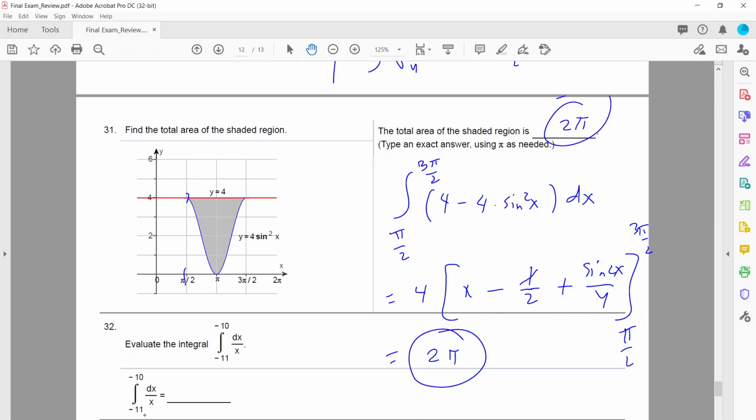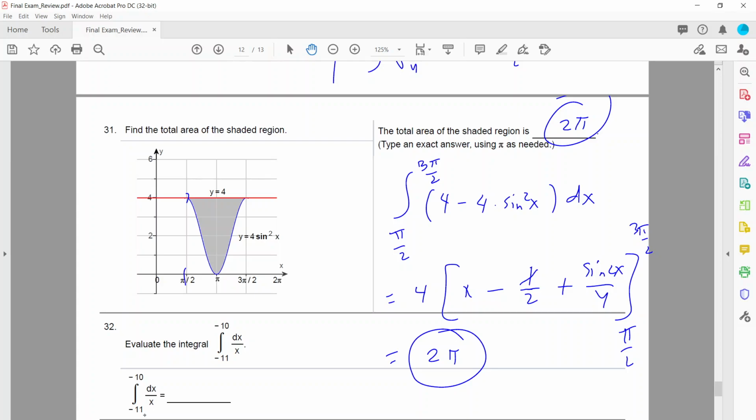Okay, just plug 3 pi over 2 for the x. So x minus x over 2 is actually x half. So 3 pi over 2 minus pi over 2 times it by 8. So that will be 2 pi.